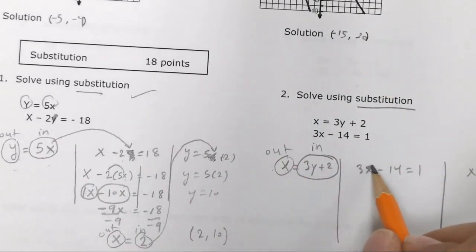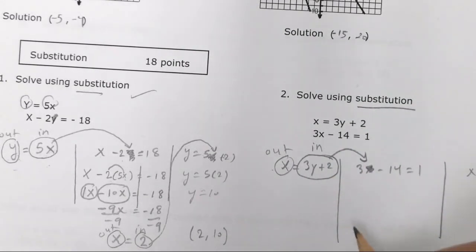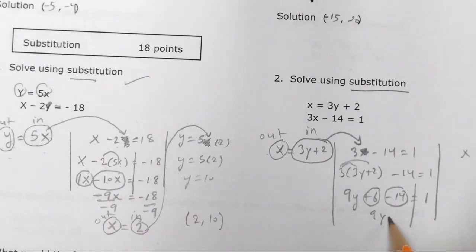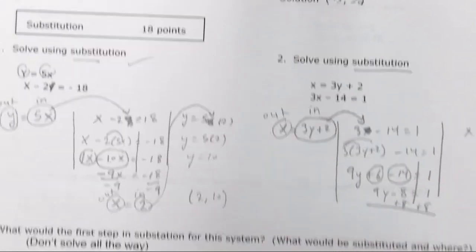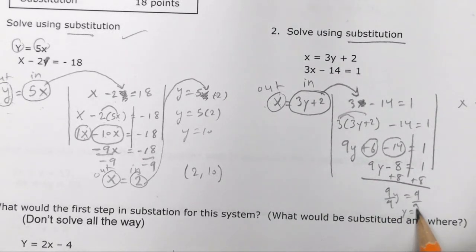So I go find the x, scratch it out, put that in. So this has a number in front of it. We're going to go ahead and put it in parentheses. 3 times 3y plus 2 minus 14 equals 1. Parentheses means multiplication, so I'm going to multiply that out and get 9y plus 6 minus 14 equals 1. And here, just like we combine like terms for both x's, here we're going to combine like terms. This time they're both numbers. This gives me 9y minus 8 equals 1. And if I add 8 to both sides, 9y equals 9. If you divide by 9, y equals 1.